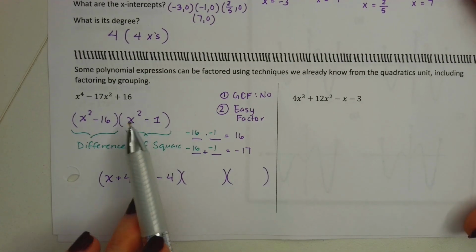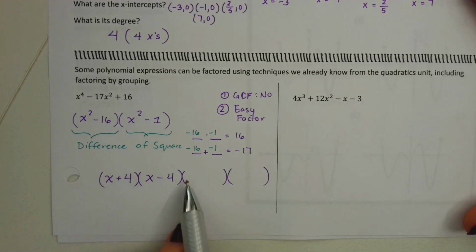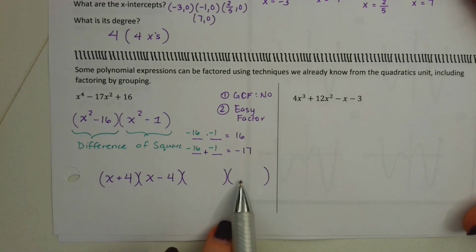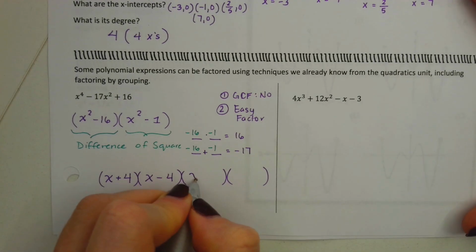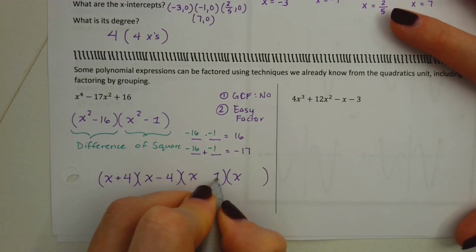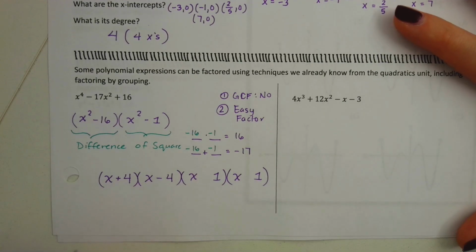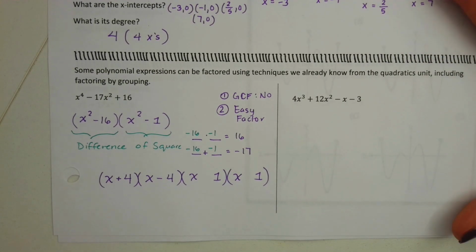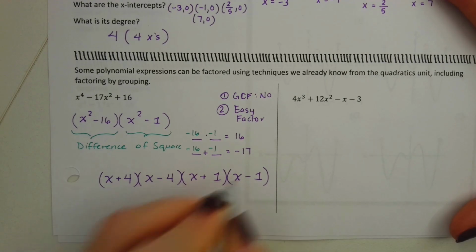Okay, and same thing for the second one. The second one is also a difference of two squares. What's going to be the first term on each? X. Good. What's going to be the back term on each? 1. What do we do with our signs? Flip. 1 plus, 1 minus.